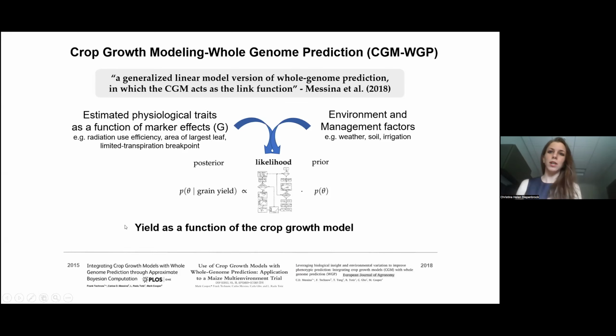In contrast, classical WGP would go directly from yield to getting marker effects and predicting breeding values, et cetera. So we end up with an additional set of layers that go in when it comes to incorporating the CGM.